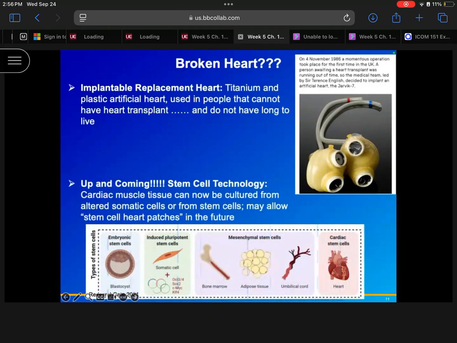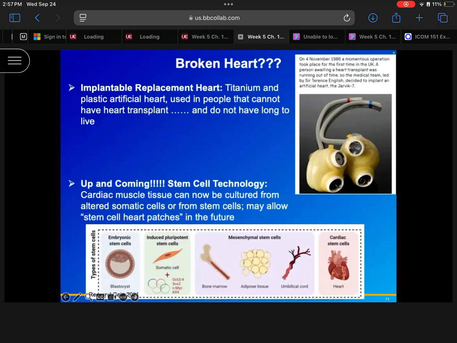All right, and most recently, though I haven't looked up in the last few months what they're doing right now, we do have stem cell technology. What they're trying to do is culture cardiac muscle cells. They're trying to figure out what factors can be used to turn stem cells into cardiomyocytes, which would be really cool, a regenerative type of thing. So they either alter somatic cells or use stem cells. What they're trying to do is allow for stem cell heart patches to be placed in the future.